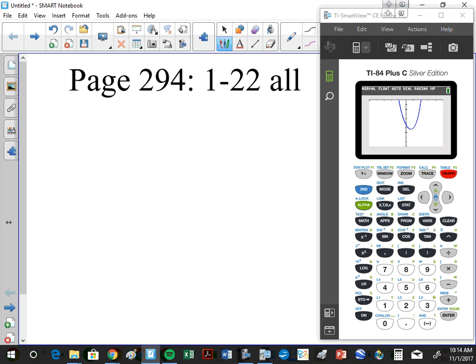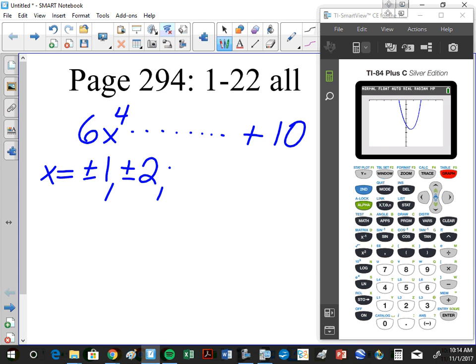So if I had 6x to the fourth plus 10, what are the possible rational roots? So x equals plus or minus 1, plus or minus 2, plus or minus 5, and plus or minus 10. Now, what are the factors of 6? 1, 2, 3, and 6. So now I need to divide all of those by 1 and 2 and 3 and 6, but most of them are going to simplify and we already have them.